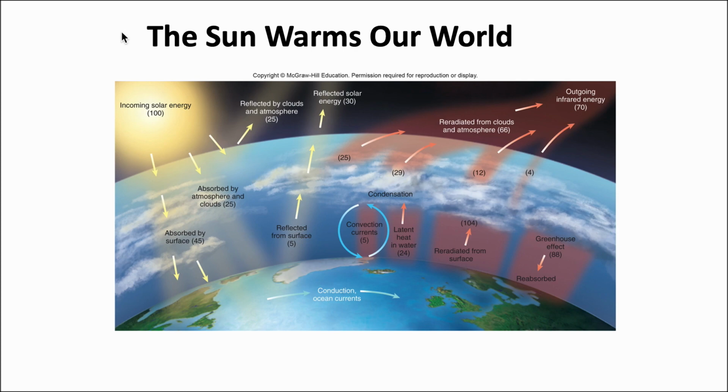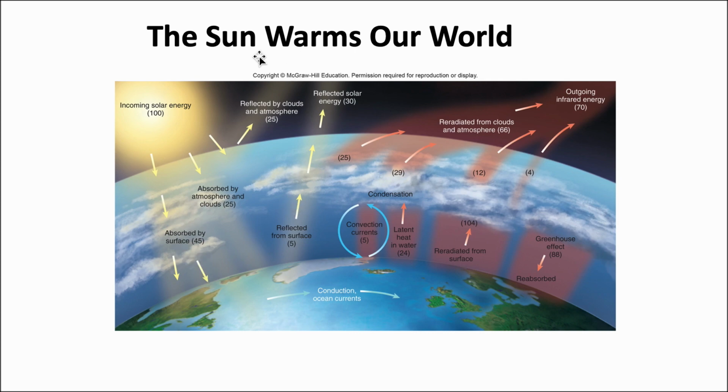And I really like this figure because this shows the energy of the sun. So we have 100% of the solar energy entering our planet, entering the atmosphere. We have 25% of the energy is going to be absorbed by the clouds, and 45% is going to be absorbed by the surface.